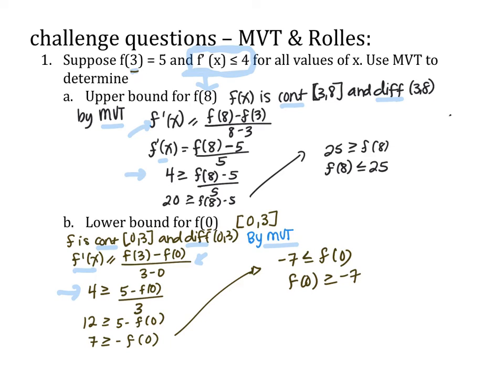I plug in 5 for f of 3. I don't know f of 0, but I do know that when I subtract my x's, I get 3. I do a little cross multiplying, and then I subtract that 5, and I get a 7. Notice I have a negative sign there, so when I divide both sides by negative 1, I have to flip my inequality, and I get negative 7. And then my statement is that f of 0 must be greater than or equal to negative 7.